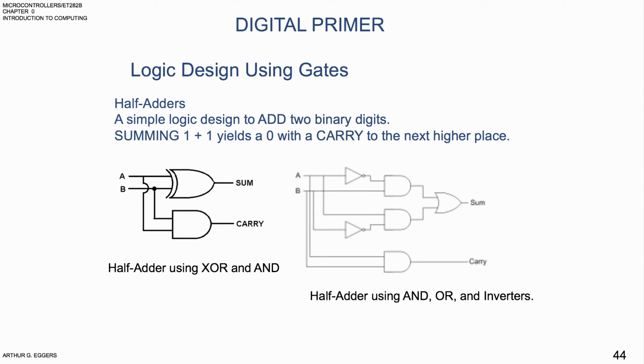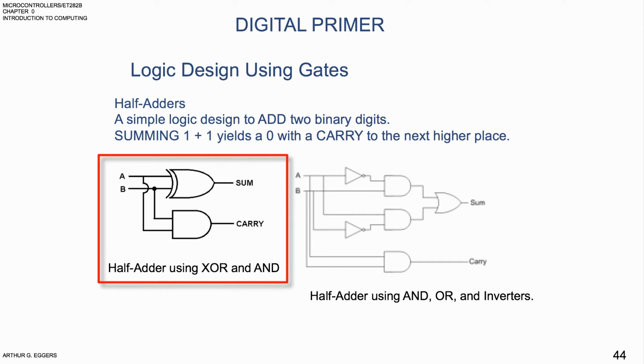Looking at using those gates then as a design function, in this case we look at a half adder. A half adder is a simple logic design to add two binary digits. We're summing 1 plus 1 and we get a yield of a 0, and then we get a carry. So you think back to the math that we covered in the previous sections. This is how, with the logic gates, we get our carry functions.